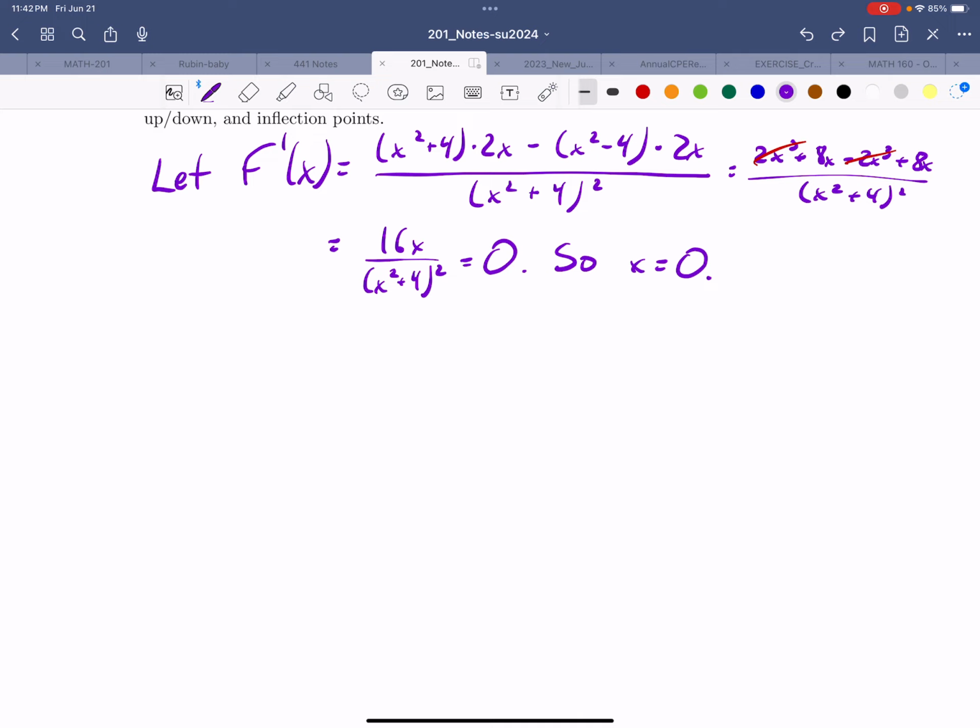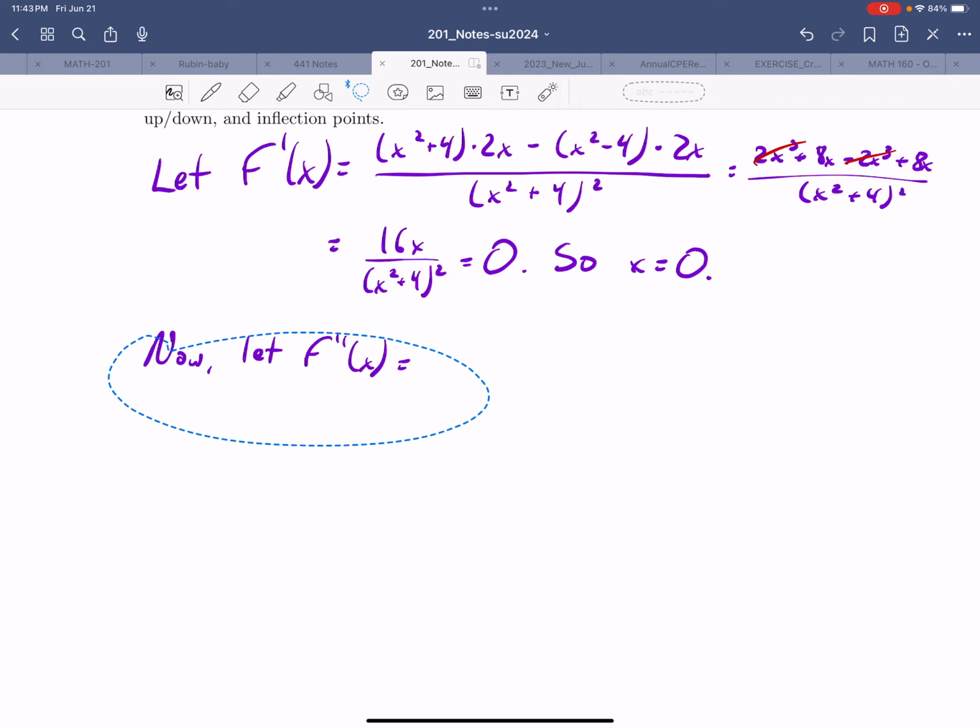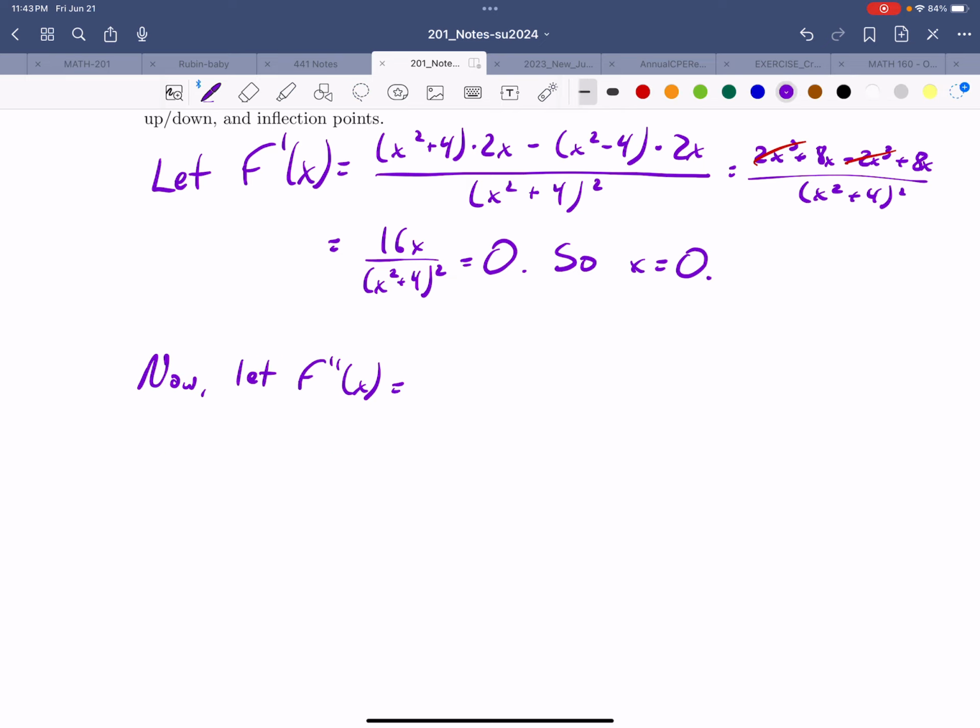Okay? So at this point, now let f double prime of x equal 0. This is going to be a little bit more involved, right? Just because we have a little chain rule in here, right? Maybe move this down a little bit, right? Just a little bit, right? Okay. So, low d high minus high d low. A little bit of a chain rule.